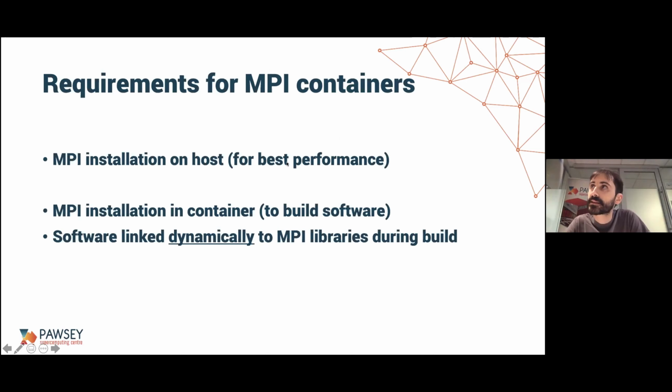Keep in mind that in most HPC centers these days, all the compute nodes are interconnected using some high performance hardware. So basically some high performance fibers that allow the different compute nodes to talk to each other. And you need an appropriate installation of MPI on the machine for that to work at its best performance. So you need that. Hopefully it's covered by the system administrators of your HPC center. You also need an MPI installation in the container, and you mainly need that to build the software.